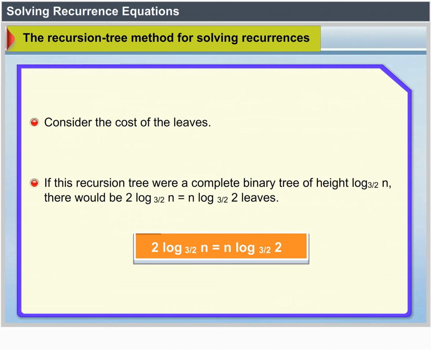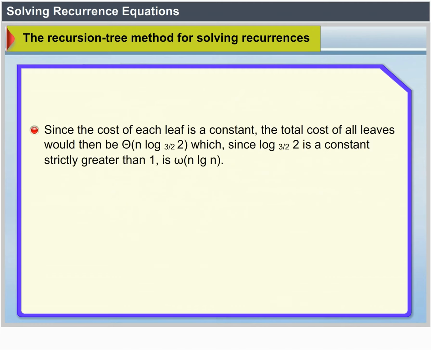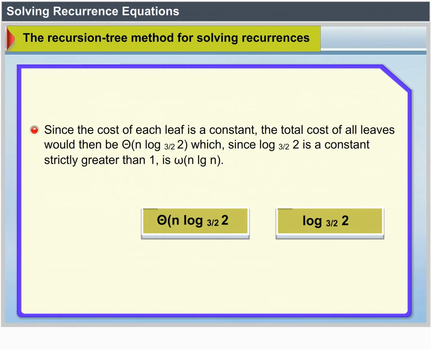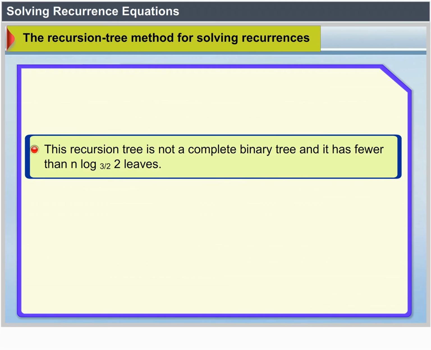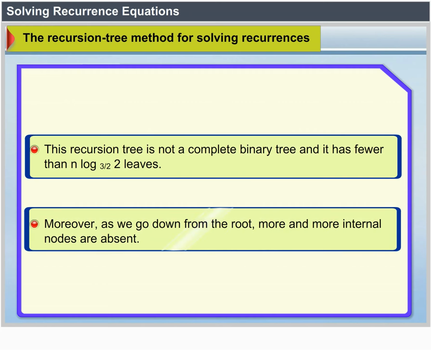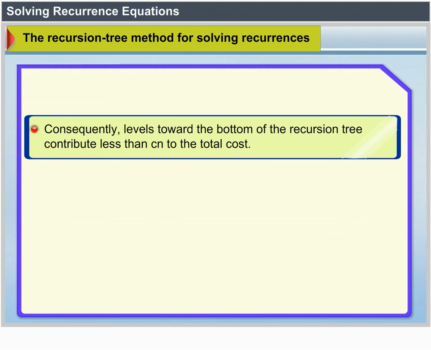Since the cost of each leaf is a constant, the total cost of all leaves would then be big theta of n^(log 2 base 3/2), which, since log 2 base 3/2 is a constant strictly greater than 1, is little omega of n log n. This recursion tree is not a complete binary tree, and it has fewer than n^(log 2 base 3/2) leaves. Moreover, as we go down from the root, more and more internal nodes are absent. Consequently, levels toward the bottom of the recursion tree contribute less than cn to the total cost.